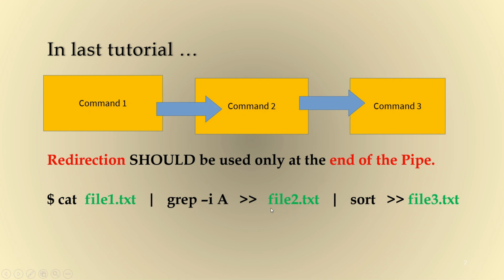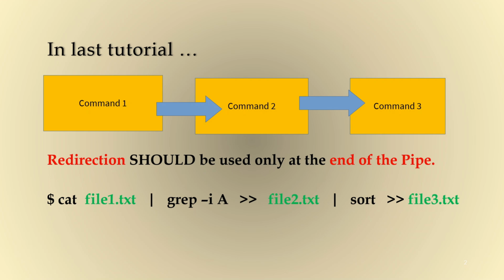And after this, whatever output got generated from here, we expected it to be passed to the sort command and finally get stored into file3.txt file. But when this entire command was executed, we saw that after the first redirection, no further action was undertaken, and this file3.txt, though it got created, contained no data inside it.